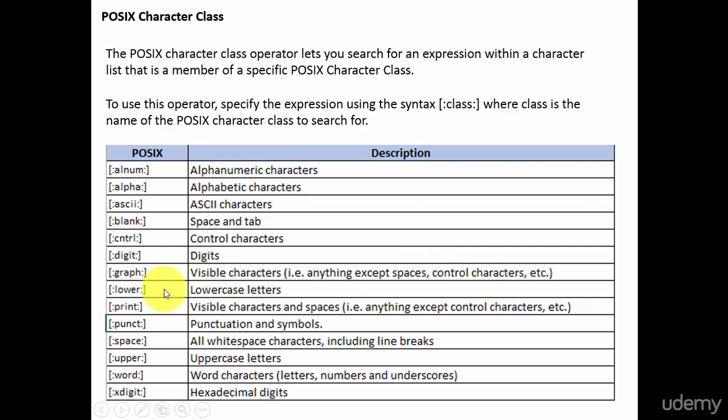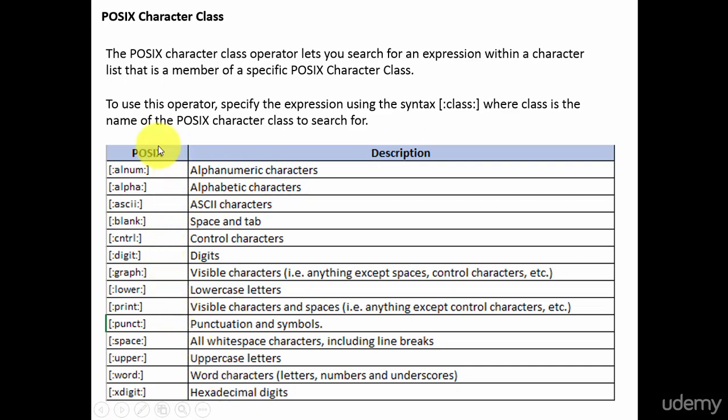Lower, we are looking for all the lowercase letters. Print, we are looking for all the visible characters and space. PUNCT, we are looking for all the punctuation and symbols. Space, we are just looking for the white space characters including line breaks. Upper, we are just looking for the uppercase letters. Word, we are looking for the word characters which make up letters, numbers and underscores. XDIGIT, that means we are looking only for the hexadecimal digits. See, these POSIX character class operators made our life easy.